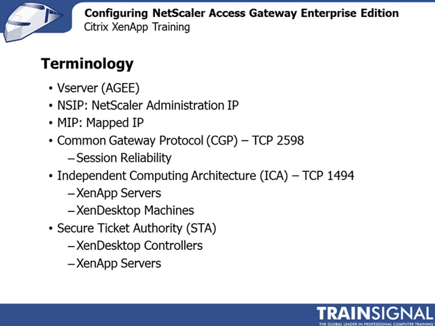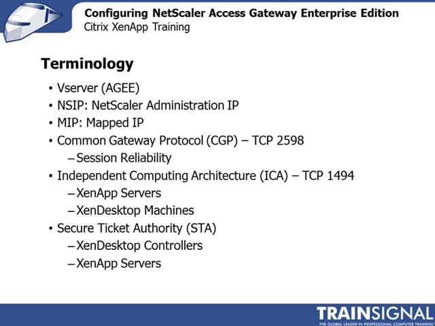The other thing that we need to talk about from a terminology perspective is, what does an NSIP mean? That means it's a NetScaler administration IP address. NS always reflects NetScaler. The MIP is called a mapped IP address. The mapped IP address is what's going to carry the traffic from the NetScaler to the internal network resources, XenApp, XenDesktop, so on and so forth.